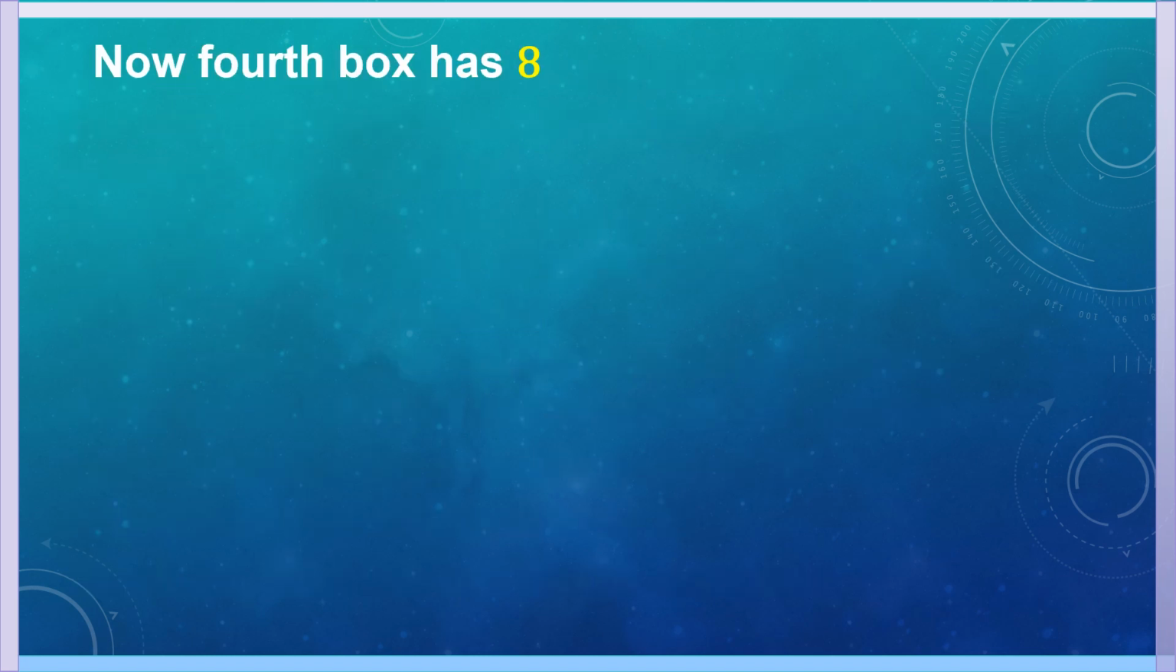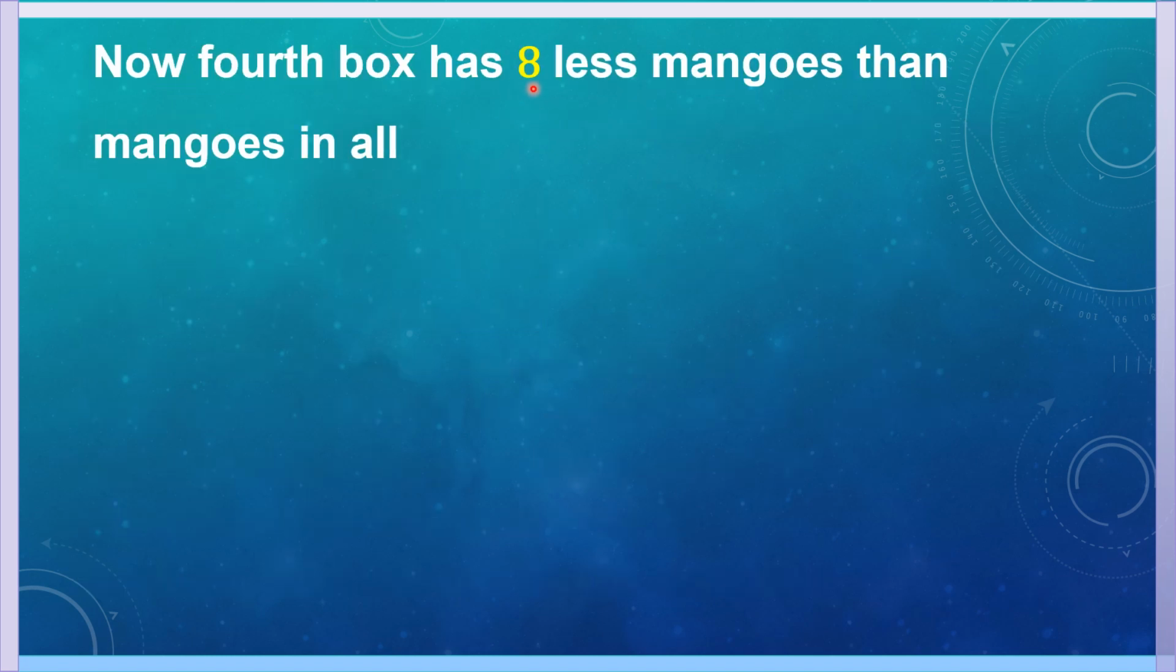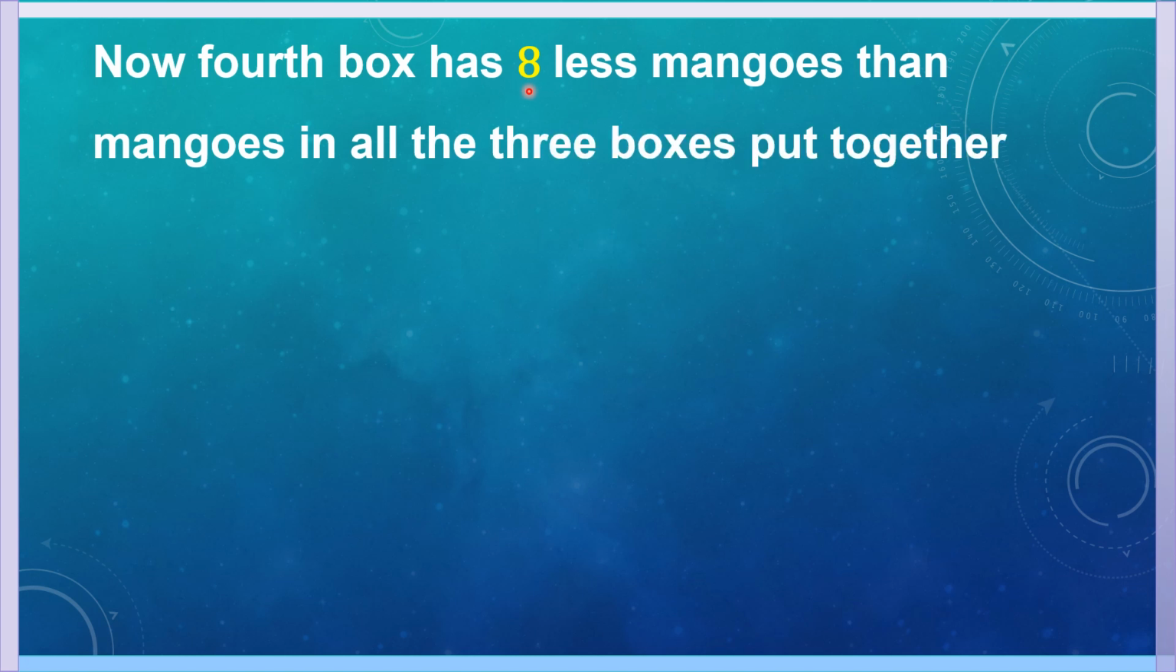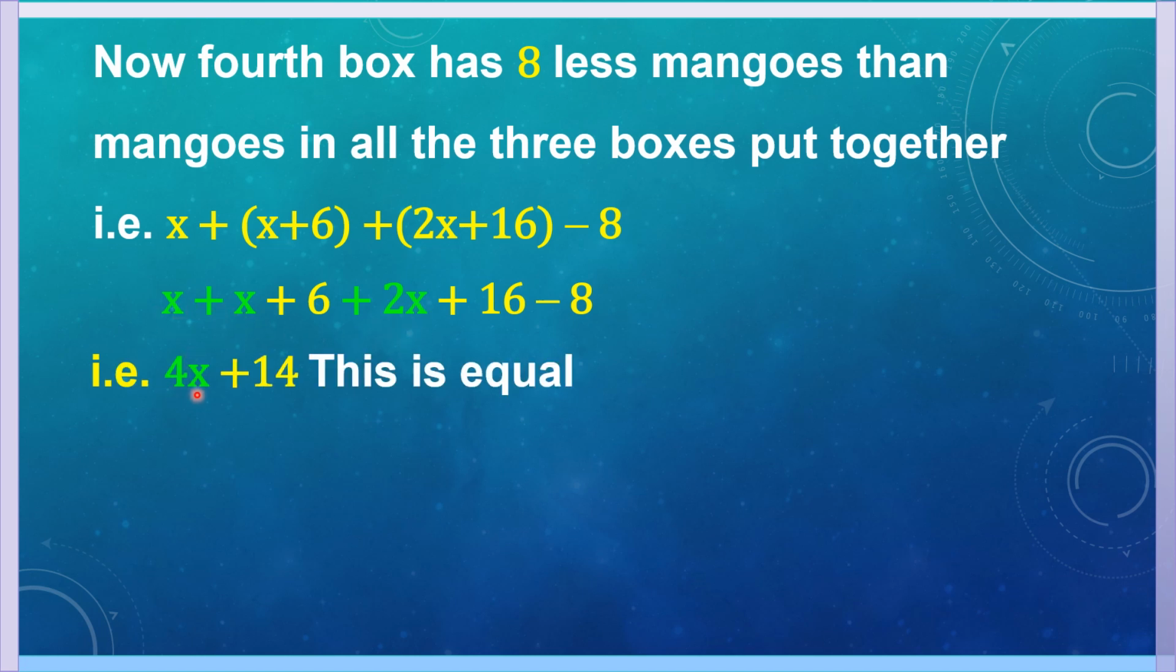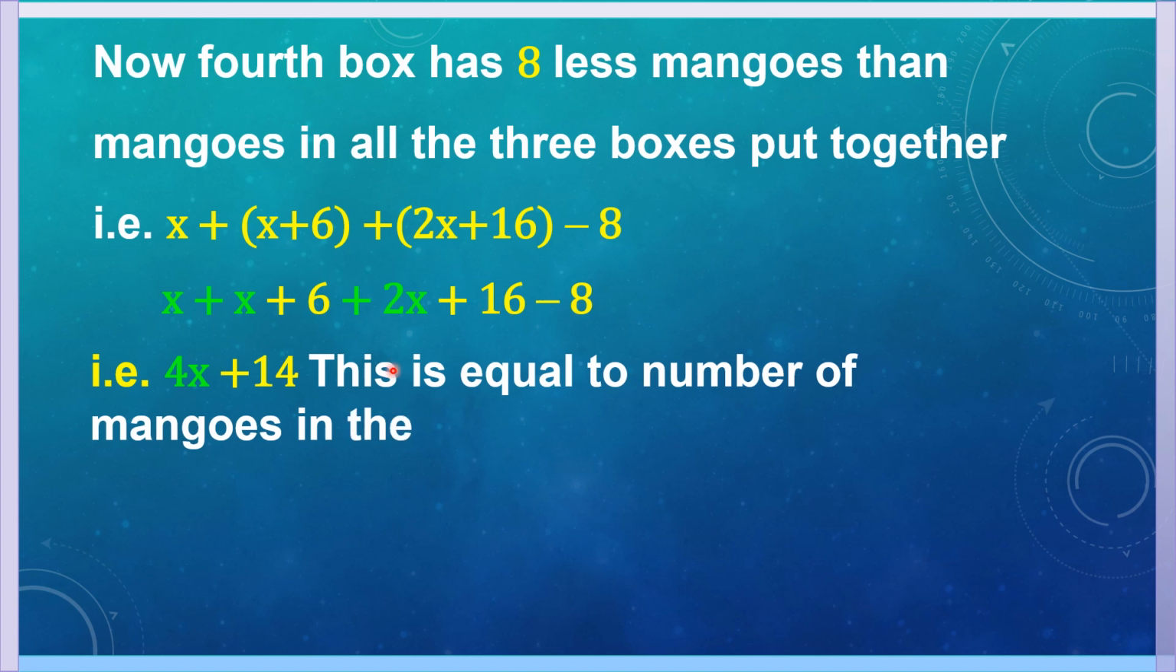Now the fourth box has 8 less mangoes than the mangoes in all 3 boxes put together. That is x plus 6 plus 2x plus 16 minus 8. As we did above, we have to separate like terms and add them together. That is, we get an expression like this: x plus 6 plus 2x plus 16 minus 8. Simplifying further, we get 4x plus 14. That is nothing but the number of mangoes in the fourth box.